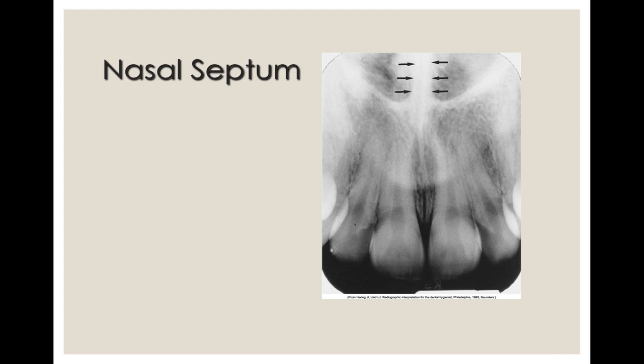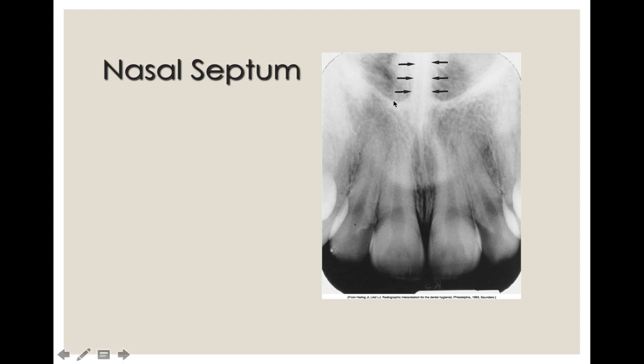Next we have the nasal septum. The nasal septum is a vertical bony wall or partition that divides the nasal cavity into the right and left nasal fossae. We have that located with those black arrows right here. It is formed by the vomer and a portion of the ethmoid bone and cartilage. Radiographically, it's that vertical radiopaque partition that divides the nasal cavity.